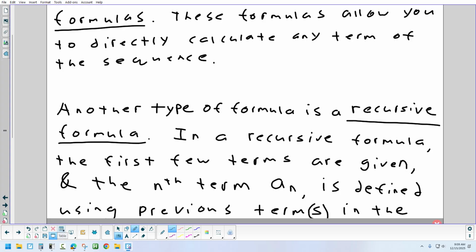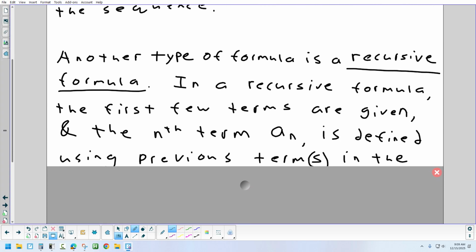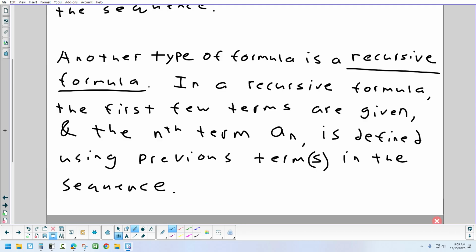All right, so we generally want to stay away from recursive formulas, unless they specifically ask us to find a recursive formula, then we will. But given the choice, we should pick an explicit one.